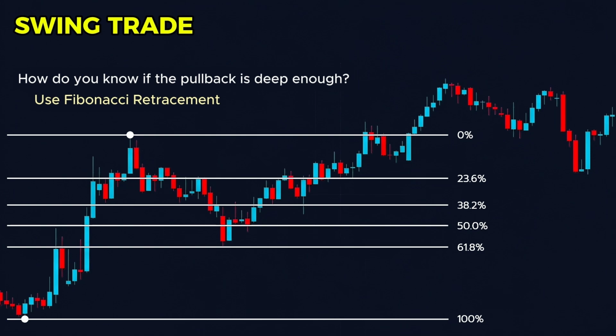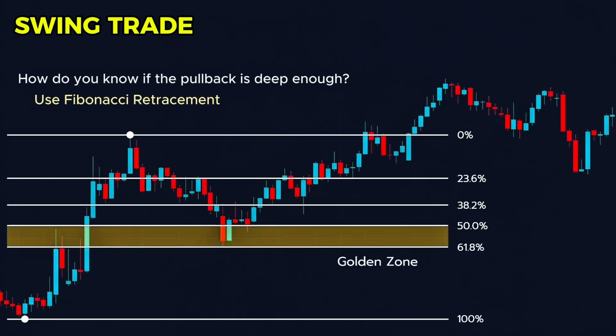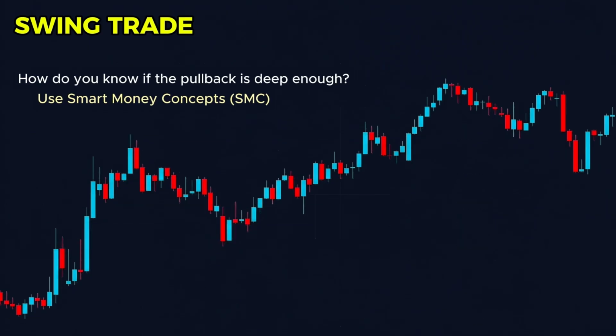The first method is to use Fibonacci retracement. The principle is simple. First, identify the swing. The lower point is the swing low, and the upper point is the swing high. Then, mark them as 0% and 100%. The 0% level represents the point before the price starts pulling back. The 100% level represents a complete retracement back to the swing low.